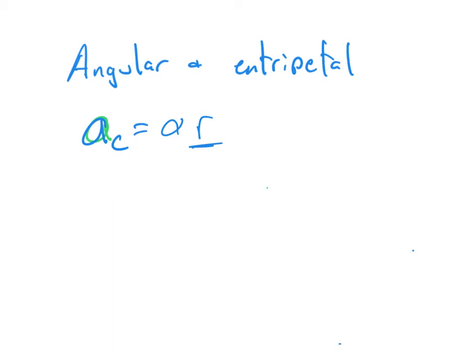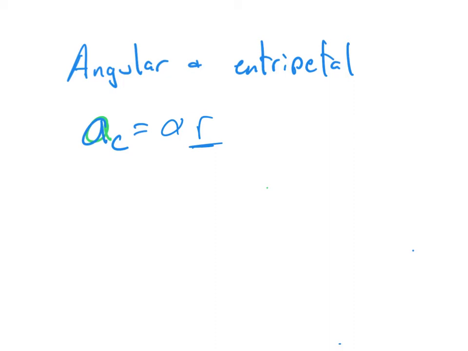Again, though, keep in mind that the directions of these accelerations are different. The centripetal acceleration is always going to be towards the center of the circle, as we've been talking about. The angular acceleration is going to be either clockwise or counterclockwise.